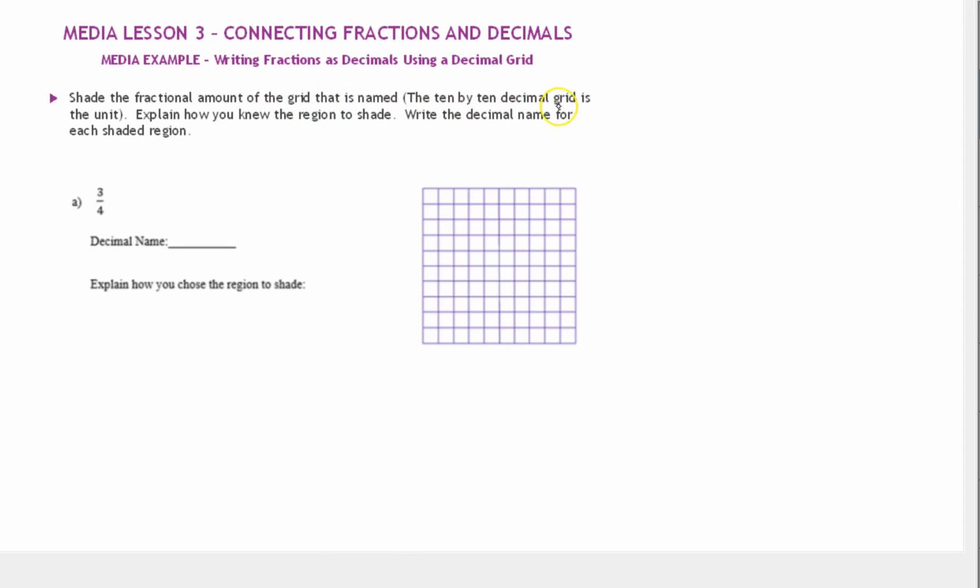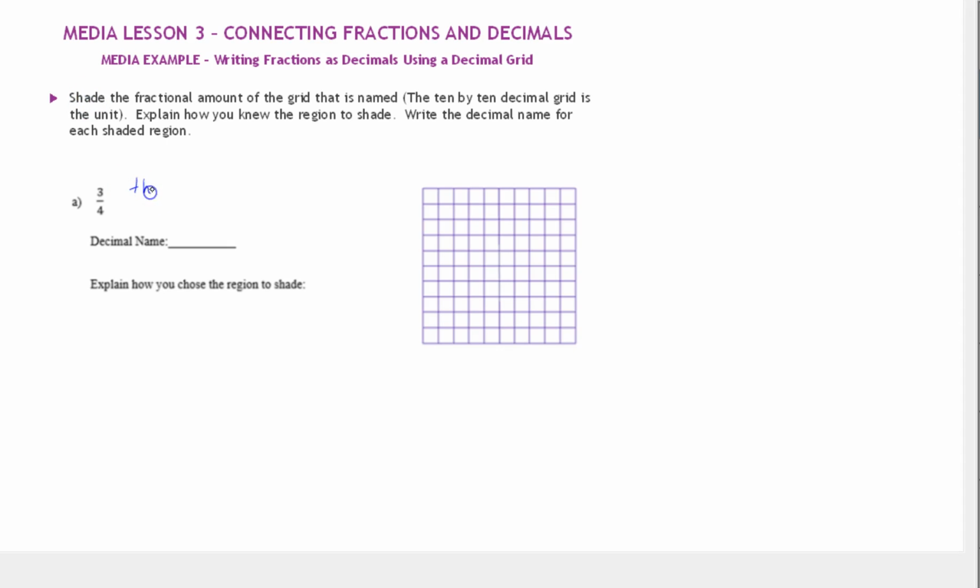The 10 by 10 decimal grid is a unit, so we're given a 10 by 10 grid and we're told that this is a unit or 1. Explain how you knew the region to shade and write the decimal name for each shaded region. So in the first example, we're given the number 3/4.